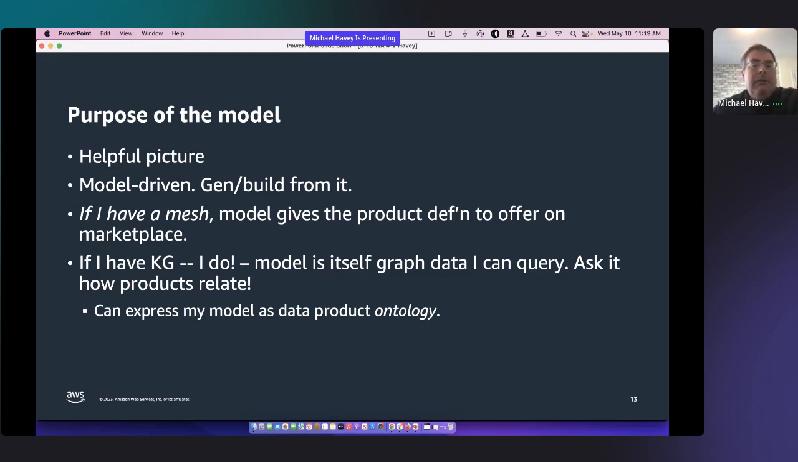And also, if I have a knowledge graph, which I most certainly do in this solution, I can actually take what's in the picture and make it graph data that I can query so that I can basically ask questions to the graph about the products that I have. And in fact, I have an underlying ontology in my approach describing how these products can be represented in a graph.